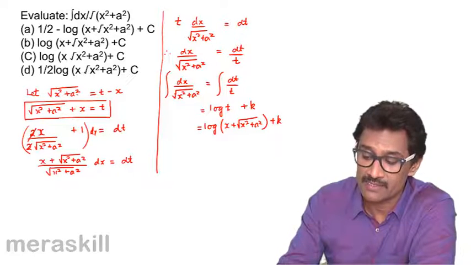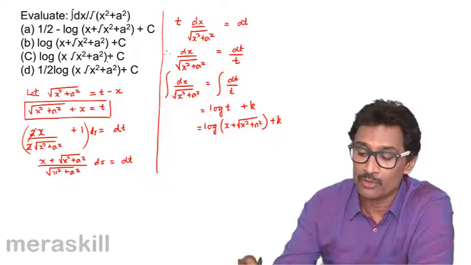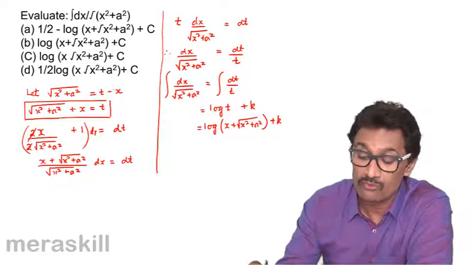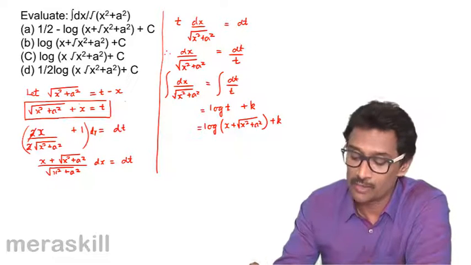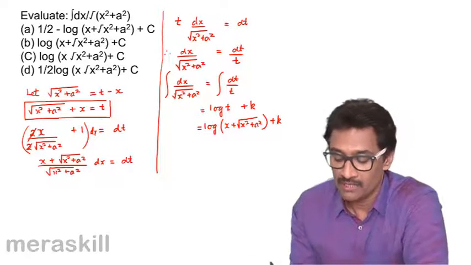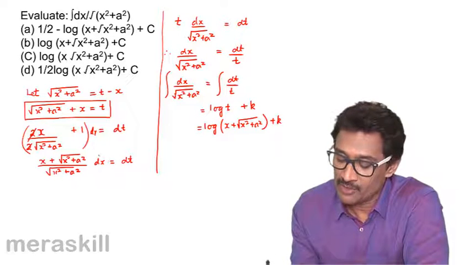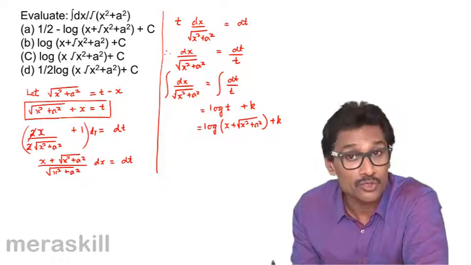So this is a special type of substitution where you don't just take this as t. If you take just this as t, you will not be able to get the corresponding values, and hence it becomes very complicated. Hence we take root of x square plus a square as t minus x, so that you end up getting t is equal to this. Then you take the derivative, and hence you will end up getting dx upon root of x square plus a square. This is substituted as t.